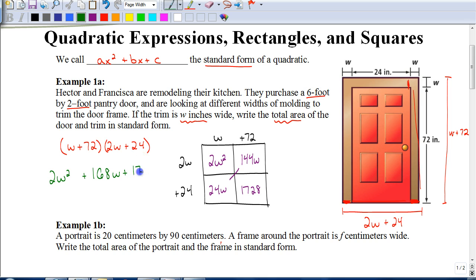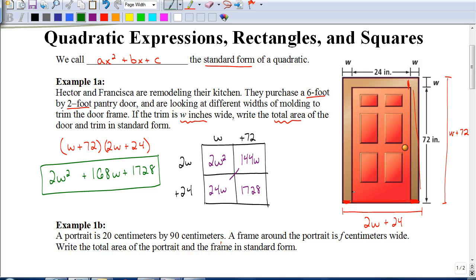And then plus the 1,728. Now a couple of notes on this. Sometimes they'll say find the total area if the door frame had a width of 2 inches. In which case now we just have to put 2 in for W and we'd have the total area of the door with the frame if the frame is only 2 inches.